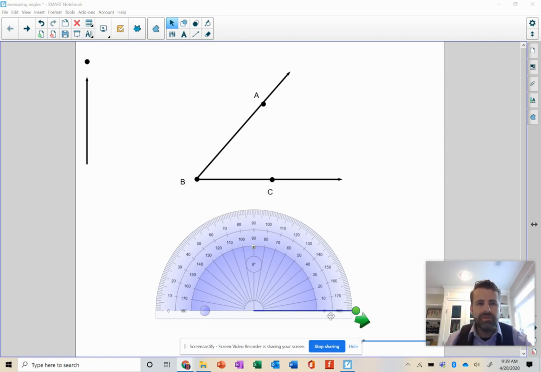Hi, good morning, everybody. Today's lesson, I'm going to show you guys how to measure angles so that you can use this skill to help you solve your mystery.